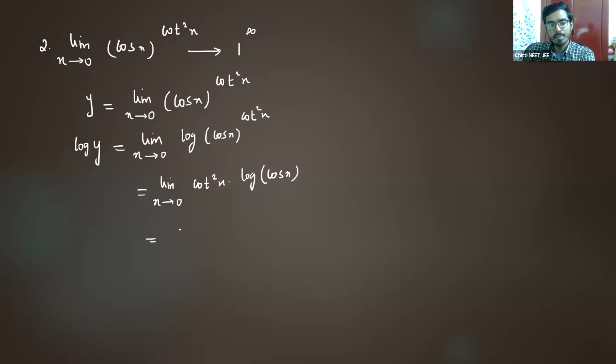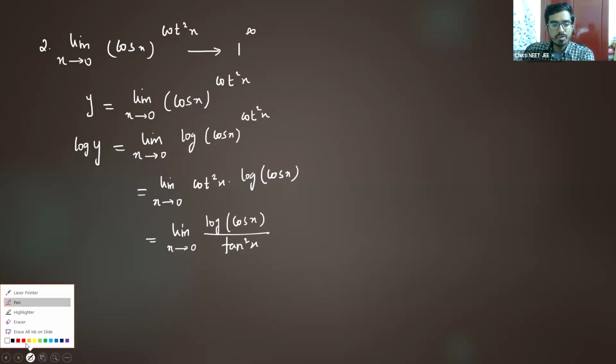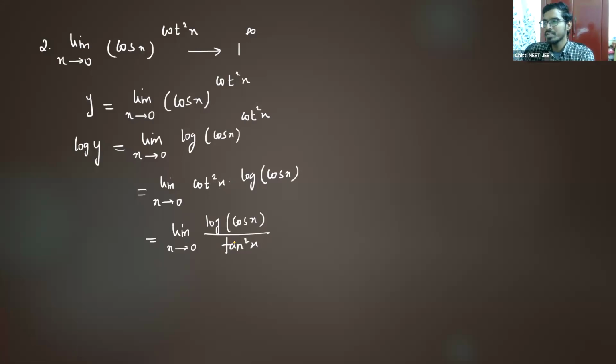Now cot square x can be written as limit x tending to 0, log of cos x divided by tan square x, right? Because cot square x is 1 by tan square x. Now we'll apply some standard formulas here, because I don't want tan square x in the numerator, so in the denominator let us multiply and divide by x square. This will become 1, right? Because we know tan f of x by f of x is equal to 1. So we have limit x tending to 0, log of cos x divided by x square.